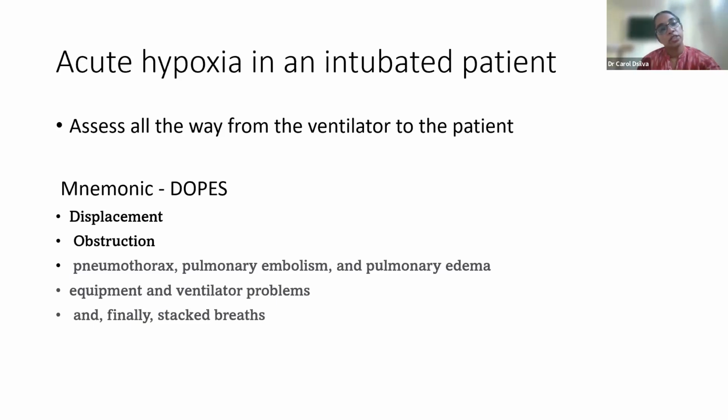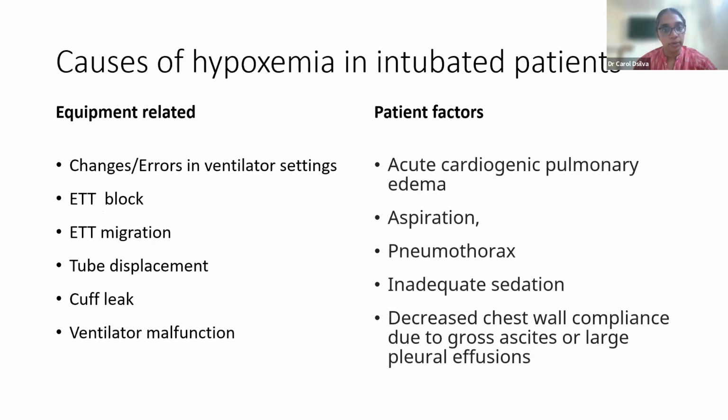Then, of course, lung pathologies per se: pneumothorax, pulmonary embolism, pulmonary edema. Equipment and ventilator problems, and stacked breaths. This is something you see with auto-PEEP. So these are the causes of hypoxemia in intubated patients. Like I said, it could be equipment related. We've already discussed this. And patient factors, that is cardiogenic edema, aspiration, pneumothorax, and so on. Even large pleural effusions, gross ascites also sometimes can give rise to hypoxemia. I know this doesn't happen suddenly, but over a period of time, if the ascites is large enough, it can affect the compliance of the lungs and the chest wall, and make your patients hypoxemic.